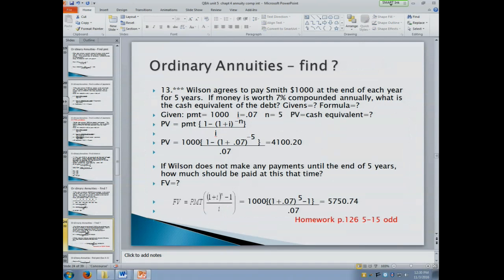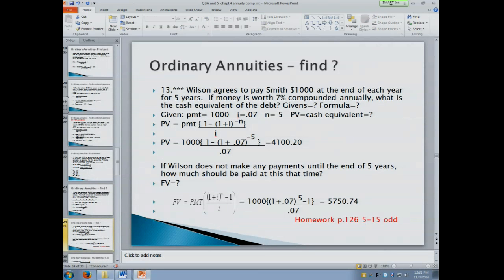Here's the problem. Wilson agrees to pay Smith $1,000 at the end of each year. So Wilson owes Smith money. If money is worth 7% compounded annually, what is the cash equivalent of the debt? So maybe he got an income tax return back and he wants to pay off the debt. So he's looking for the present value of the debt because he doesn't want to pay that interest, let's say.